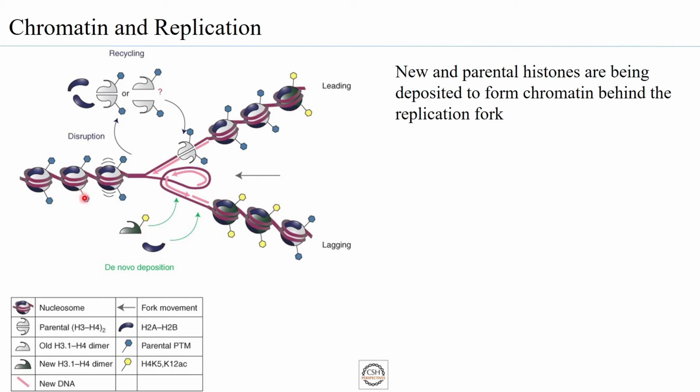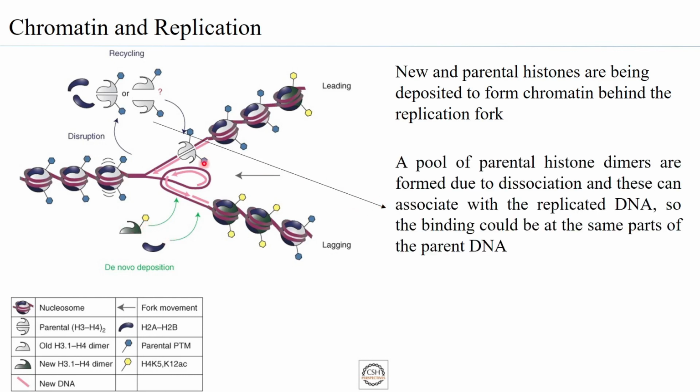Please note over here that the post-translational modifications present on the histones, with lysines being methylated and lysines being acetylated, are already present in the parental histones, but you can see that the newly synthesized histones also have such post-translational modifications. So a pool of parental histone dimers is formed due to dissociation, as mentioned, and they can associate again with the newly synthesized DNA.